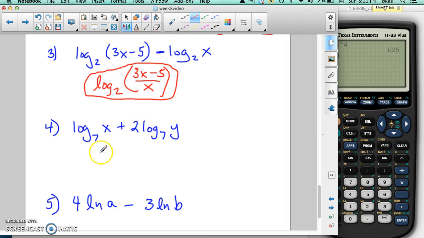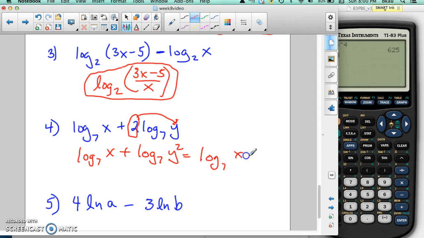Now this one, before we do anything, we should look to see if there's a value in front. If there's a value in front, the first thing you want to do is write that as a power. So this one's going to be log base 7 of y squared. So the first step is to move this power back up here before you do the sum or difference. So this is the sum, so it's a product, so it's log base 7 of x times y squared. This is our solution to that one.